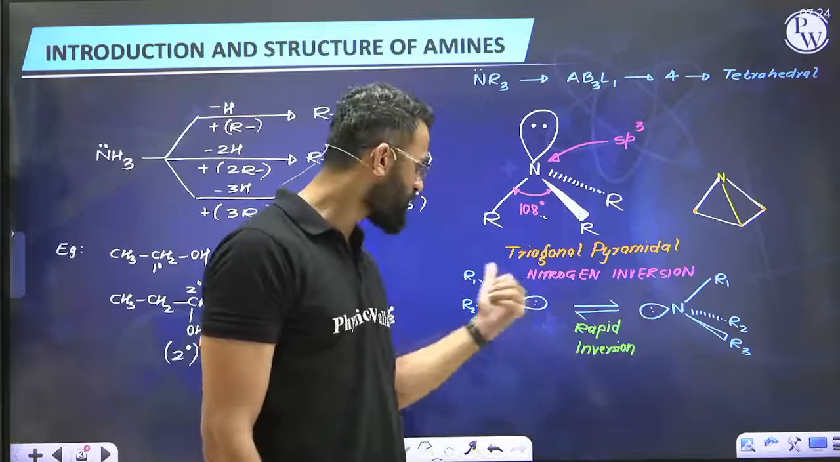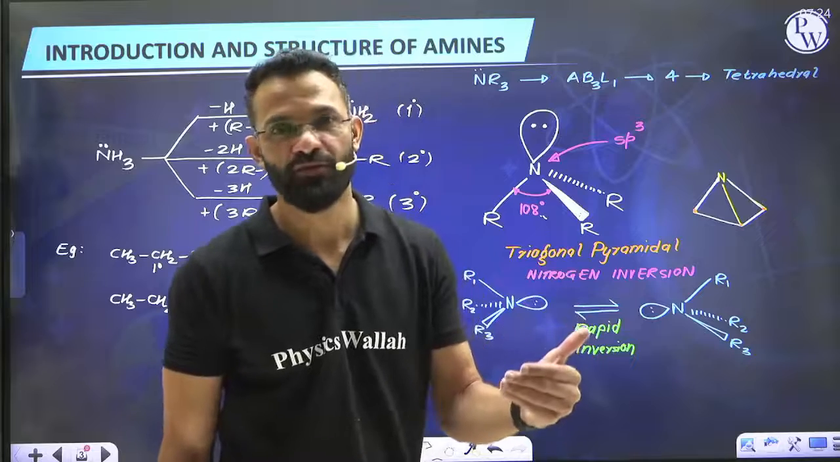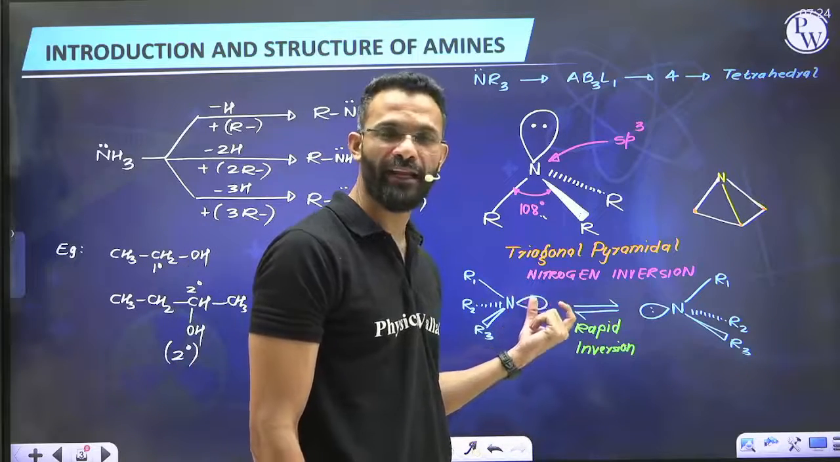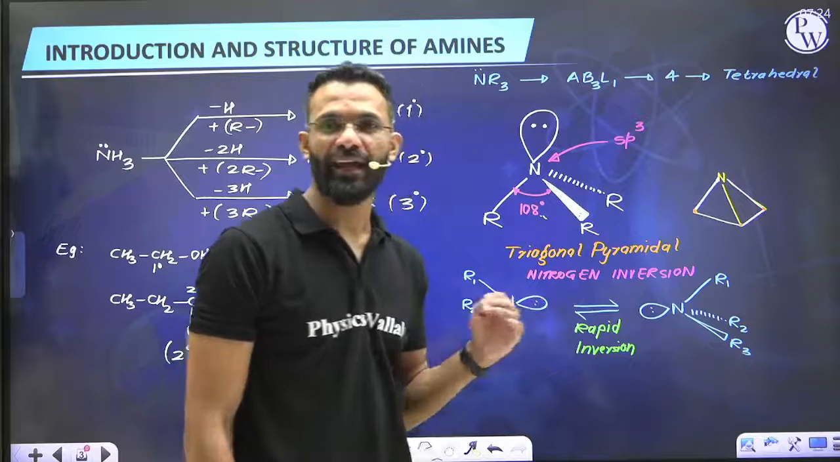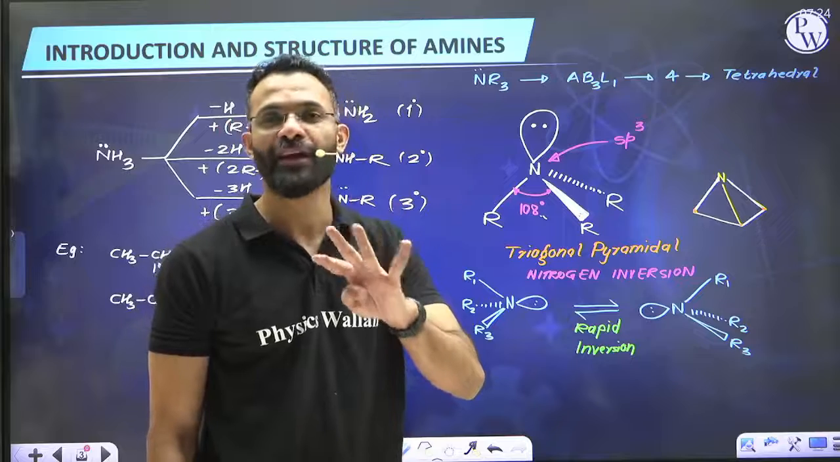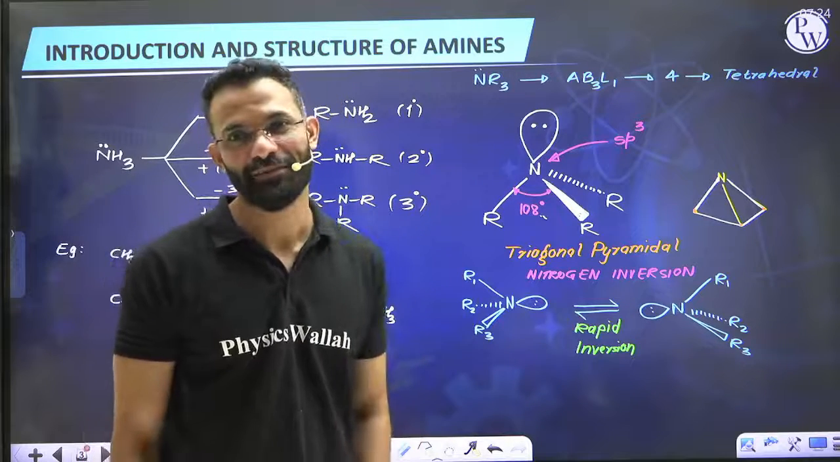So there will be 4 bond pairs. In case of 4 bond pairs, inversion won't be possible. For inversion to take place, there has to be the presence of a lone pair in an sp3 hybridized orbital. So NR4+, that kind of amine with all 4 alkyl groups being different, will exist in enantiomeric form, and certainly that can be separated as well.